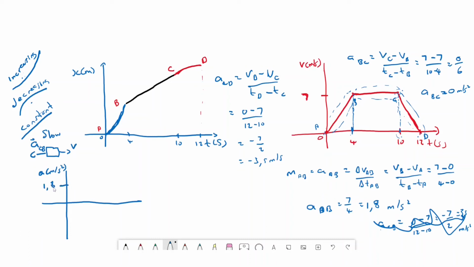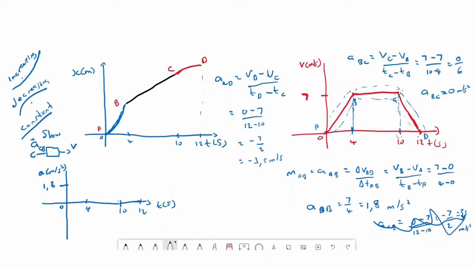It's positive 1.8, right? And then this is going to be 4. This is going to be 10. This is going to be 12. And this is going to be the graph of time in seconds. All right, this is going to be 0. And then we also have the second one, which is 0 between B and C. This is going to be 0.